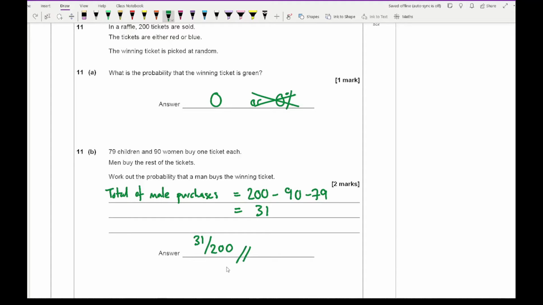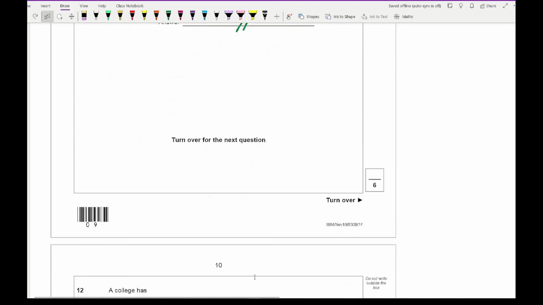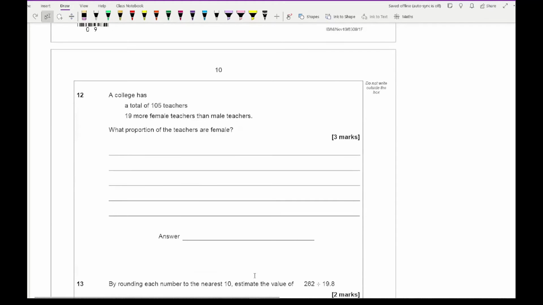Now, if you wanted to give it as a decimal, but because it's a non-calculator paper, again, I wouldn't recommend it. I would leave it as a fraction as the simplest answer. Particularly if you're practicing this, don't use a calculator, just leave it as a fraction, it's so much easier.